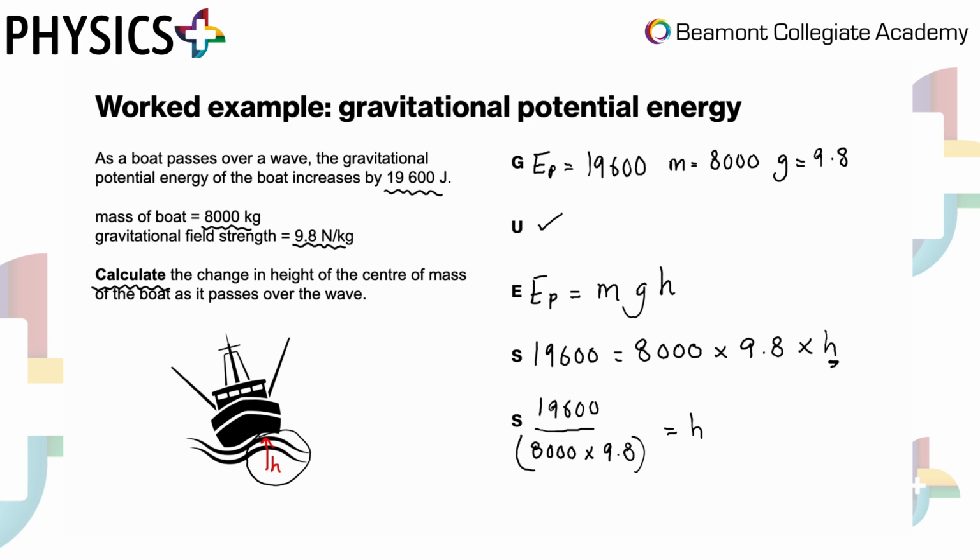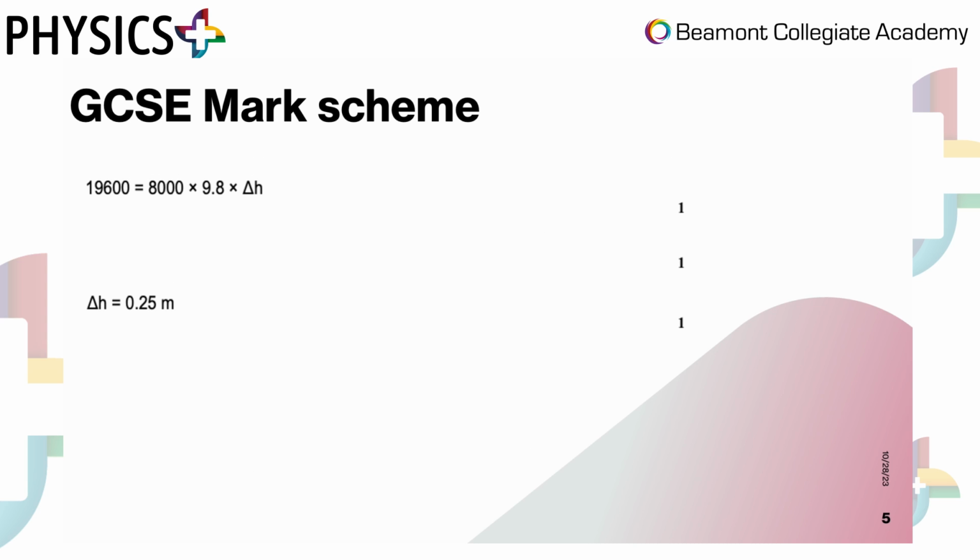Type that into the calculator. And you'll get an answer of 0.25, and that will be in meters. So here's the GCSE mark scheme. As you can see, 1 mark for correct substitution. There'll be another mark given for rearranging to then go on and calculate the height, which was 0.25. How did you get on?